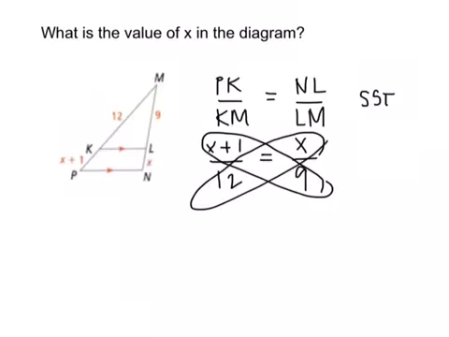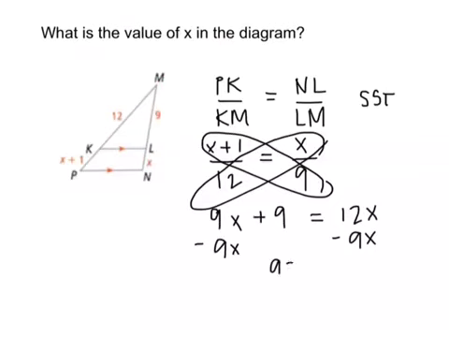Now let's simplify it. It would be 9x plus 9 is equal to 12x. Now, how do we get rid of the x's here? Let's subtract 9x from both sides to get the x's on one side. Then we'll get 9 equals 3x. Simplify. x is equal to 3. And there you have it. Congrats guys, you just solved the problem.